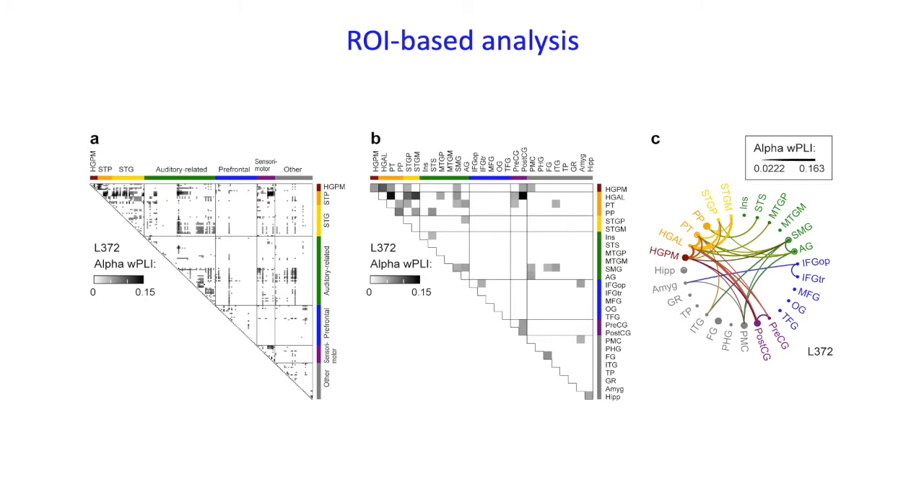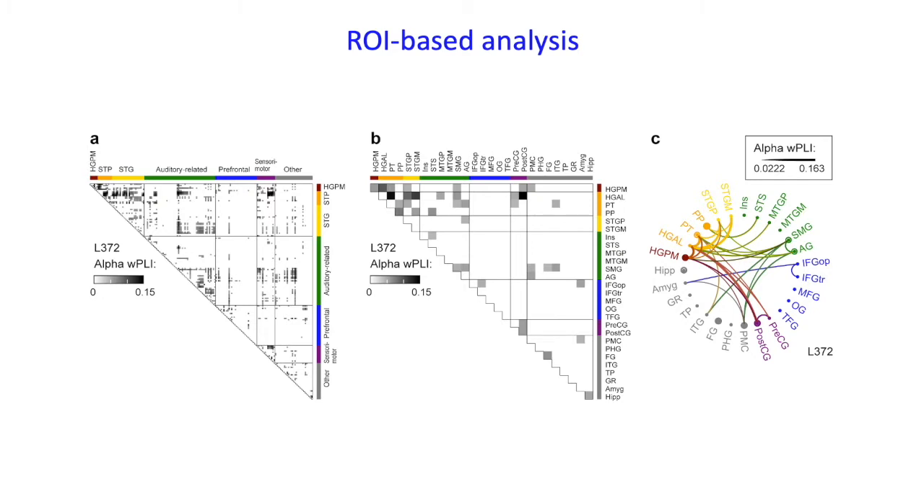To facilitate computation and account for differences in the number of electrodes in each cortical area in each subject, we reduce the dimensionality of the matrix by computing connectivity on an ROI by ROI basis. That's shown here in the center for the same data.